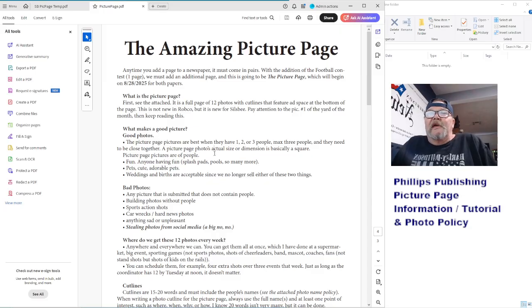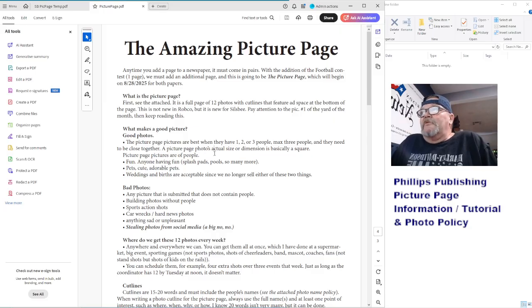It's an overflow page. When we cover an event, take some extra pictures for the picture page. Go out of your way to get this done. It's not hard. We do it every week. The other idea behind the picture page is it's supposed to be fun. So, pets, cute people doing fun stuff. Weddings, births are also acceptable, considering we don't really sell those anymore. So, any of that stuff.